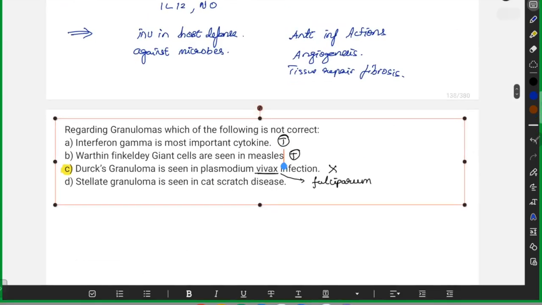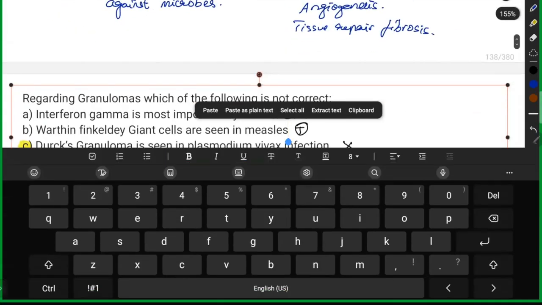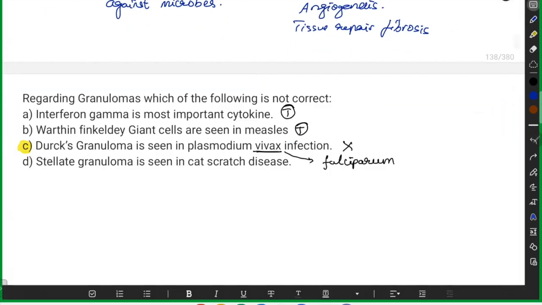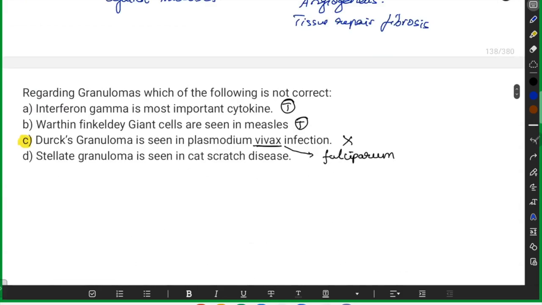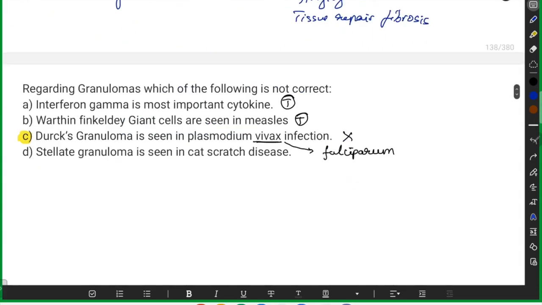Before that, let's see. Regarding granuloma, which of the following is incorrect? Interferon gamma is the most important cytokine. Warthin-Finkeldey giant cells are seen in measles, and Dürck's granuloma is seen in Plasmodium vivax infection. Stellate granuloma is seen in cat scratch disease. Before moving into the granuloma, I just want to add one more important thing.